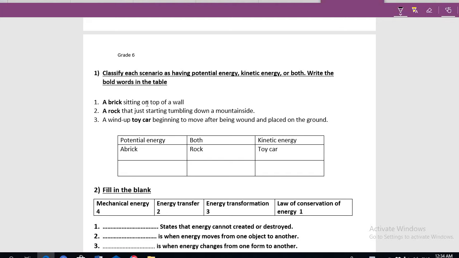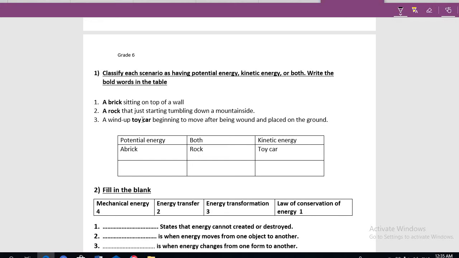A brick sitting on top of a wall. So is this potential energy, both, or kinetic energy? Excellent. A brick is potential energy as it's sitting on the top of a wall.